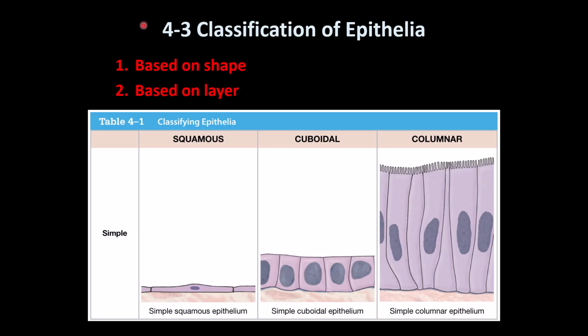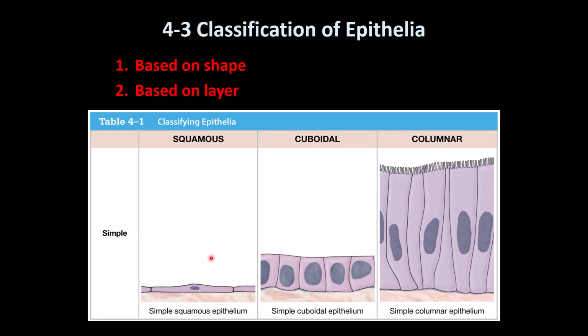Another topic is the classification of epithelia. Epithelia are divided based on the shape or based on the layer, but usually when you name them, you combine both of them together. So based on the layer, you can say it's one layer. If there's one layer, then this is called simple. One layer is called simple. So you can see one layer of cells here, one layer of cells here.